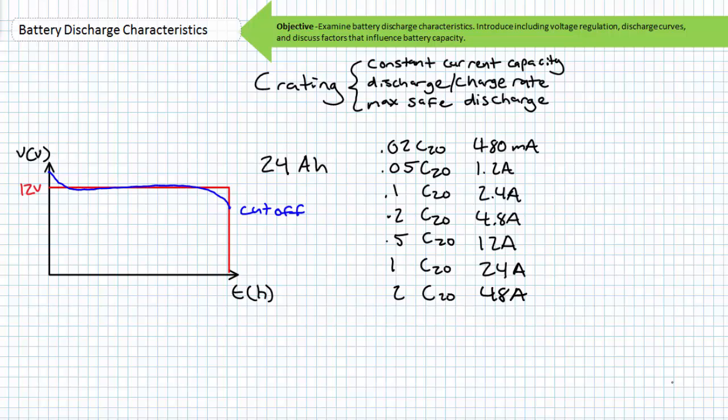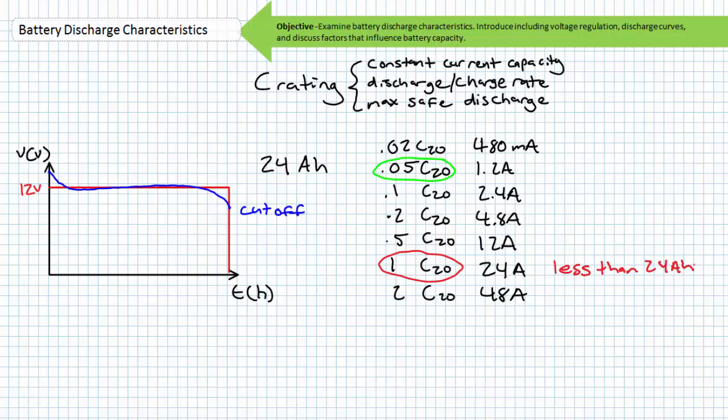For example, a battery with a nominal 24 amp hour capacity determined using the C20 rating could be discharged at the following rates. 0.02 C20 would be 480 milliamperes. 0.05 C20 would be 1.2 amps. 0.1 C20 would be 2.4 amps. 0.2 C20 would be 4.8 amps. 0.5 C20 would be 12 amps. 1 C20 would be 24 amps, and 2 C20 would be a whopping 48 amps. Key to your correct interpretation of the C ratings are these two figures right here, 0.05 C20 and 1 C20.